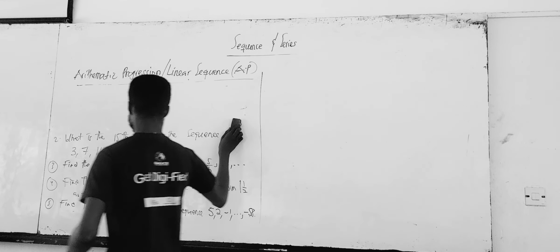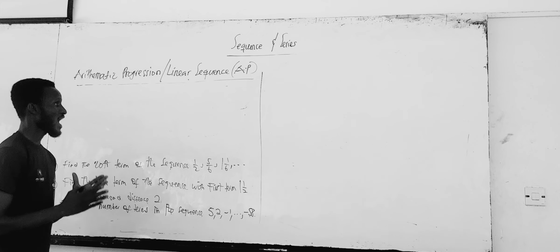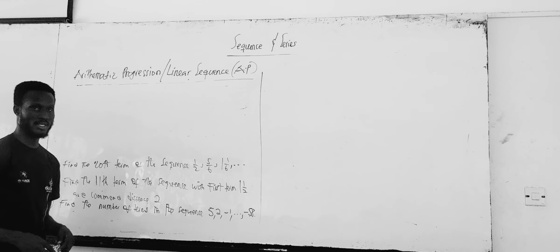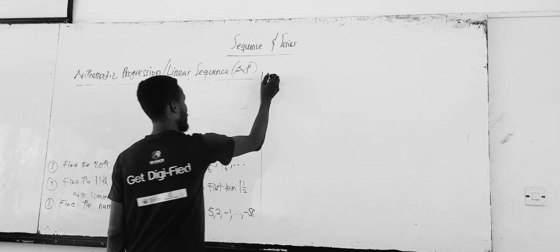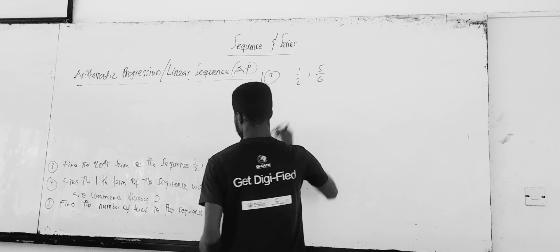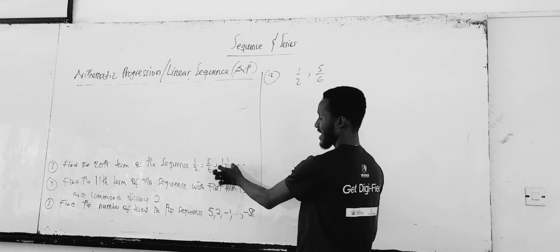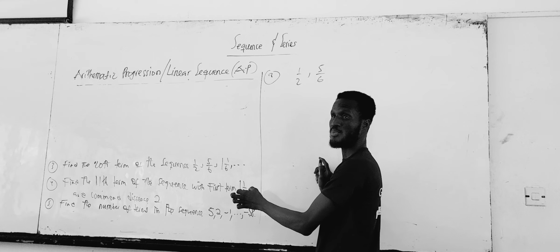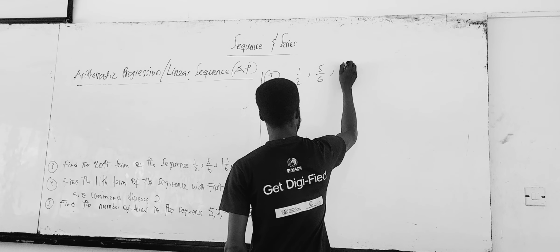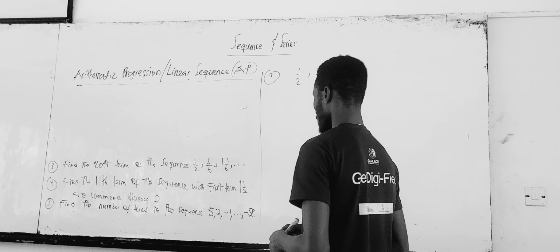Now, question number 3. Find the 20th term of this sequence. Don't forget that we are doing AP, Arithmetic Progression, so all the questions here are AP. Now, question 3. We have 1 out of 2, 5 out of 6, and then one whole number 1 out of 6. Now, convert this one to an improper fraction, we are going to get 7 out of 6.